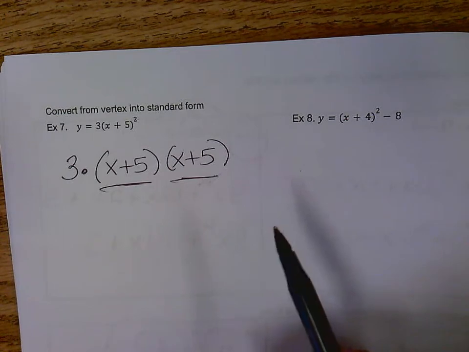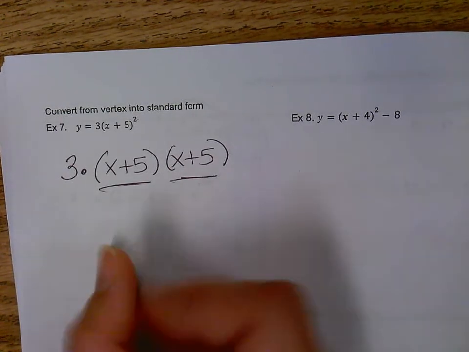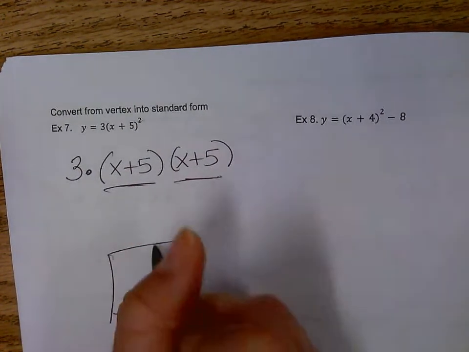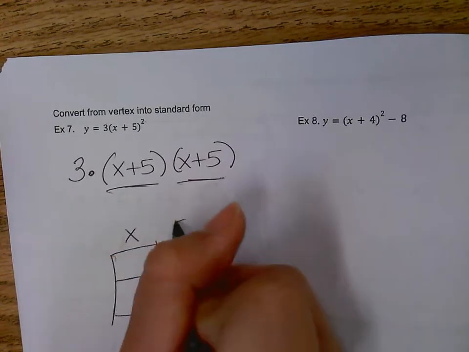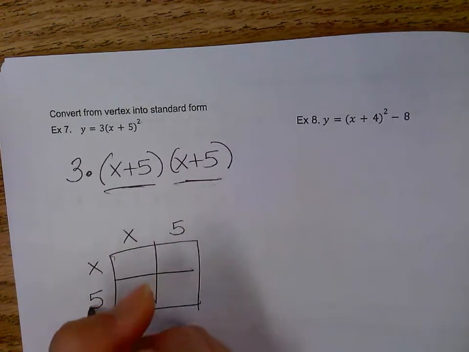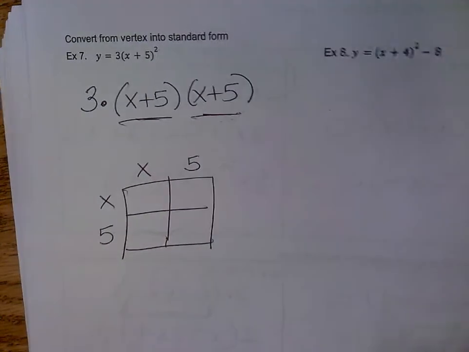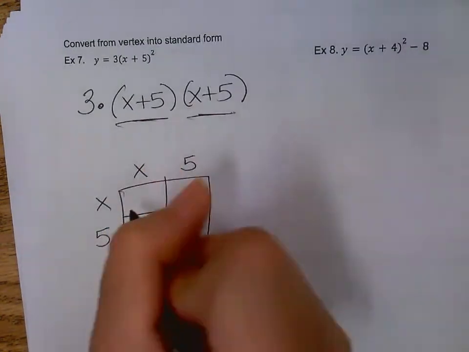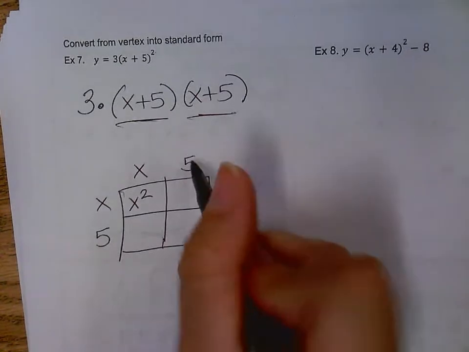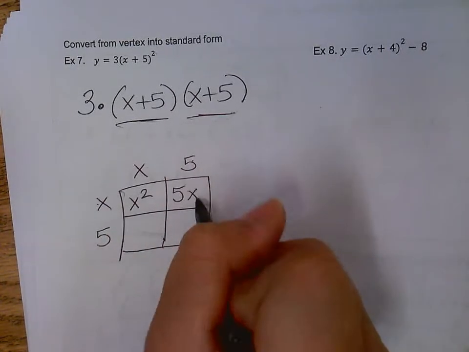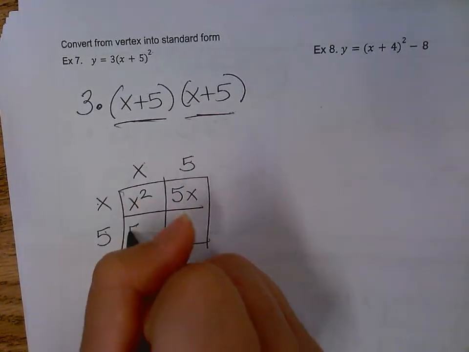So I don't know which way you prefer, but the box method is when you take x plus 5, x plus 5, and you write them outside a box, and then you multiply everything together in here. So x times x is x squared, 5 times x is 5x, x times 5 is also 5x, and 5 times 5 is 25.